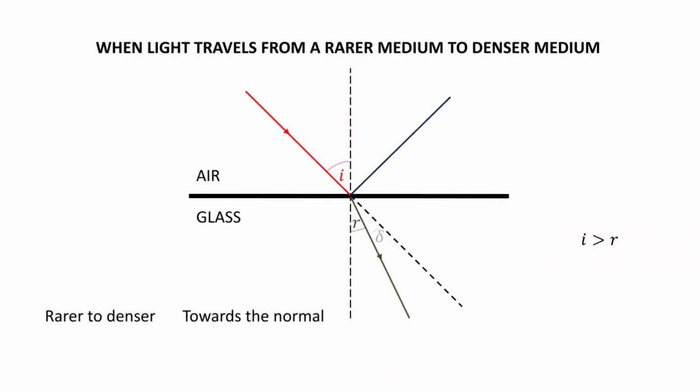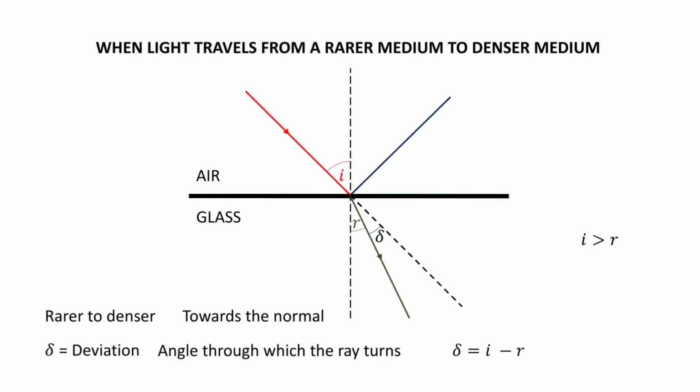And the angle between the refracted ray and the actual path is represented by delta, which means deviation. Deviation simply means the angle through which the ray turns. So deviation is equal to angle of incidence minus angle of refraction, or simply the difference between angle of incidence and angle of refraction.